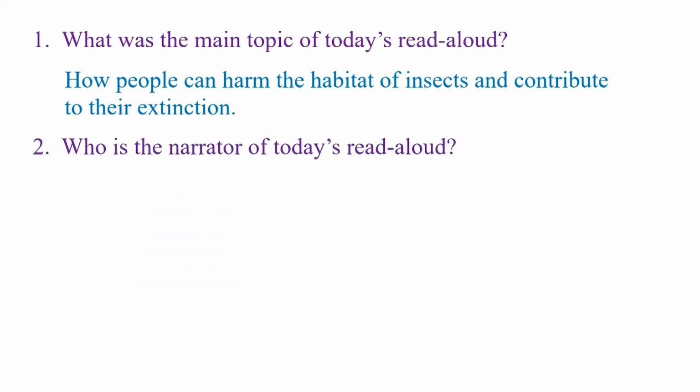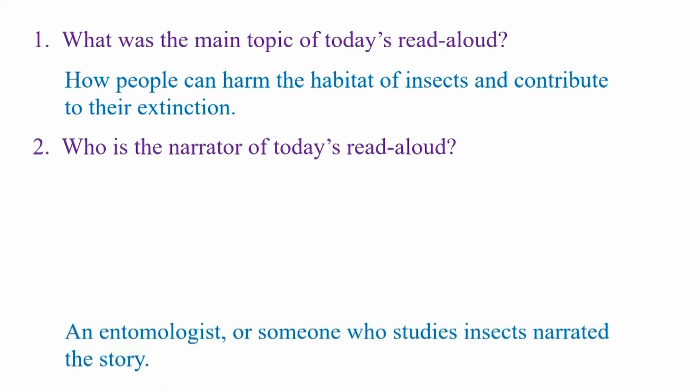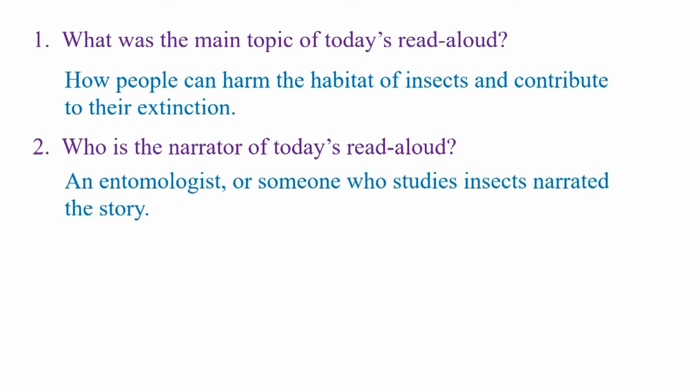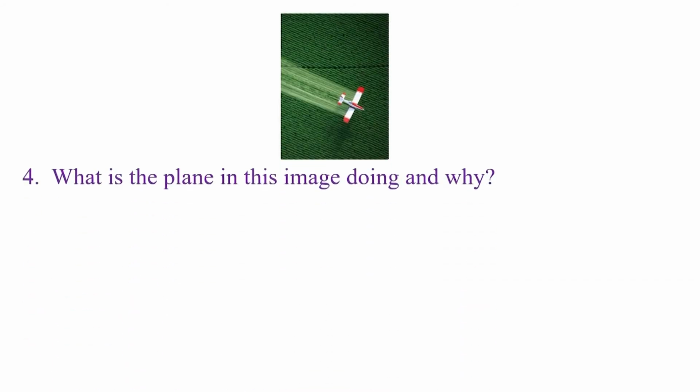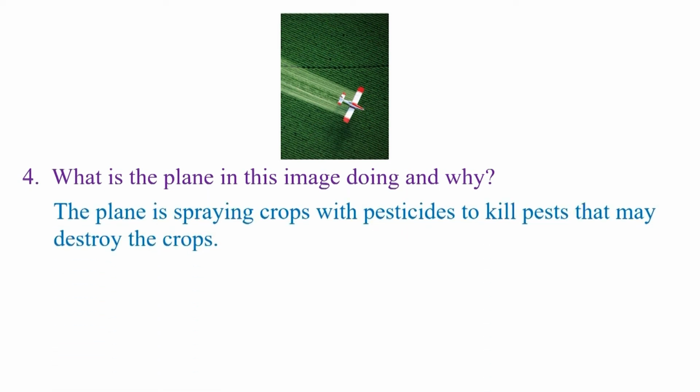Who is the narrator of today's read aloud? An entomologist, or someone who studies insects, narrated the story. Sure did. What are the characteristics of a bug? The characteristics of a bug are a beak-like mouth and triangular head. Correct. What is the plane in this image doing and why? The plane is spraying crops with pesticides to kill pests that may destroy the crops.